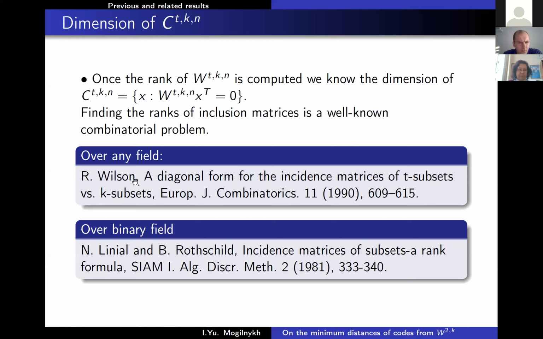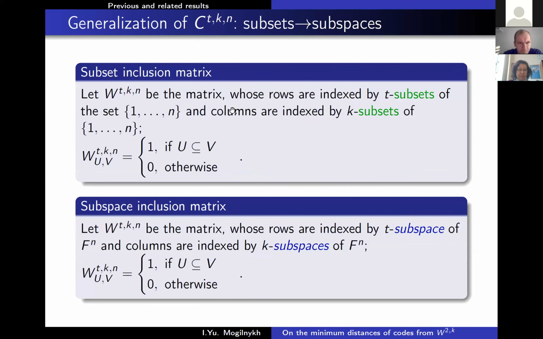In the work of Wilson, a solution is given over any field, and over the binary field, the solution is given by Linial and Rothschild. Linial and Rothschild gave the solution for the binary field. So now I will speak of a generalization of these codes.